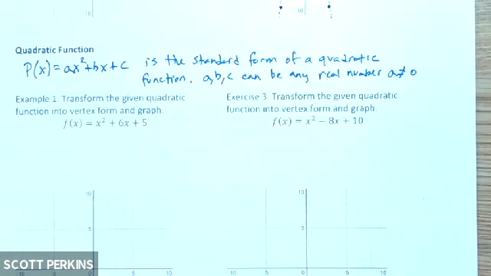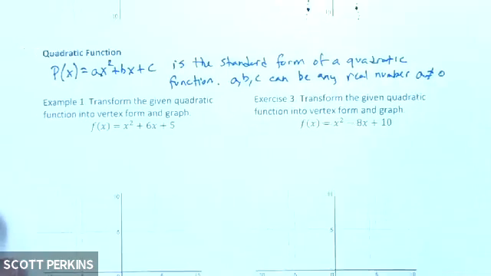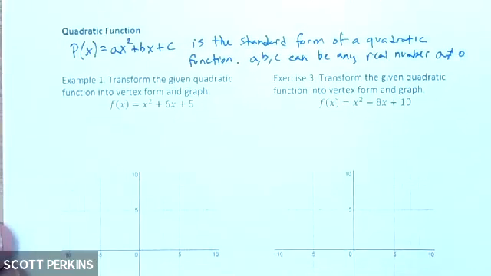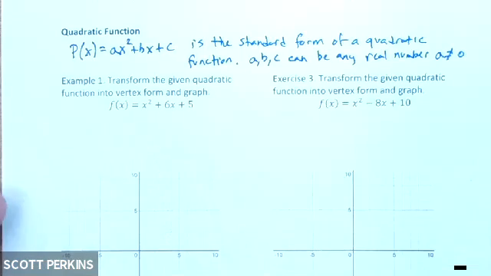That's how you will normally see a quadratic function written. A, B, and C can be any real number. The only limitation is that a can't be 0 because we need to have a squared term. So notice in example 1, I've got my quadratic function and I've asked us to find the vertex and graph it.